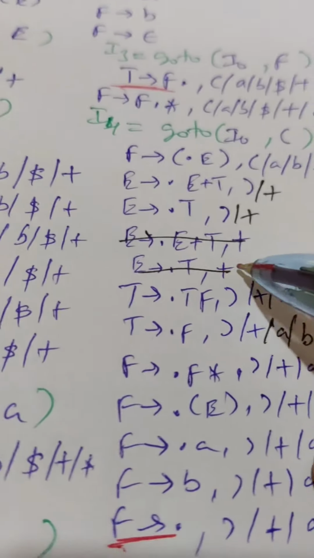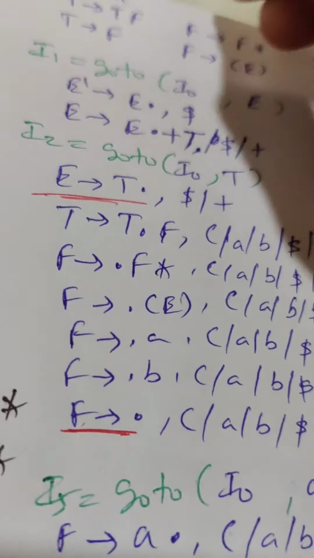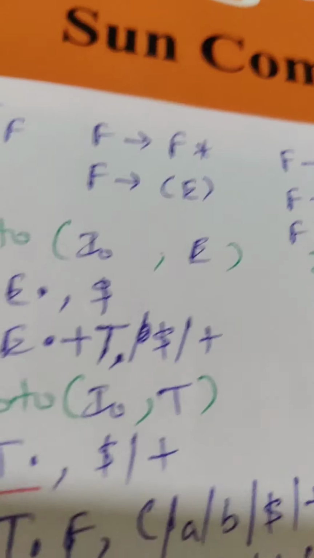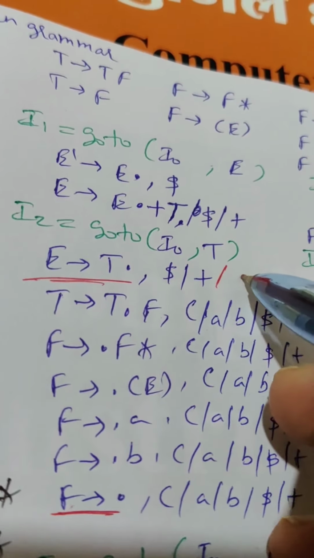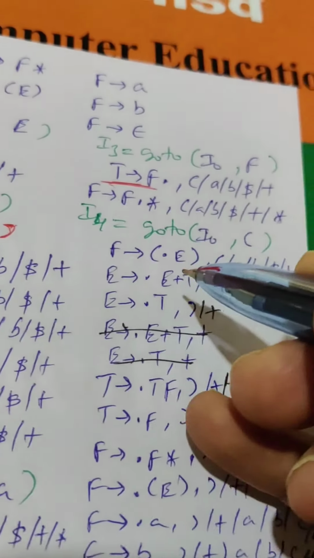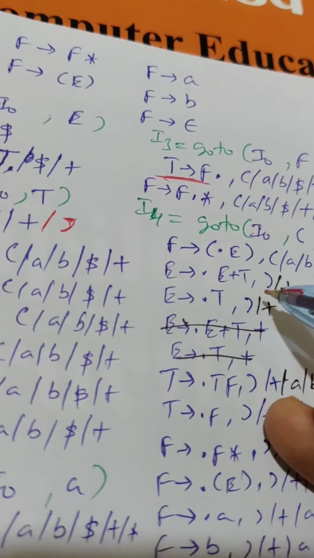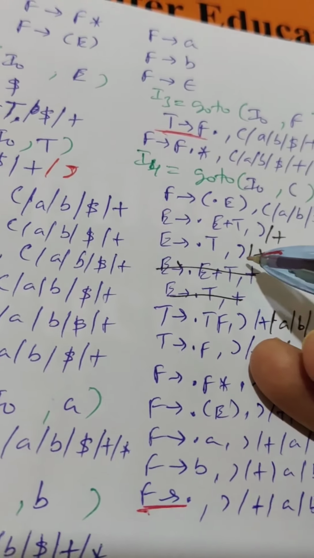So the closing bracket is missing. Let's go back and add the closing bracket as a lookahead for this rule. Here we're going to add the lookahead, sorry, closing bracket. Okay, this one. Similarly here for this rule, E goes to T.